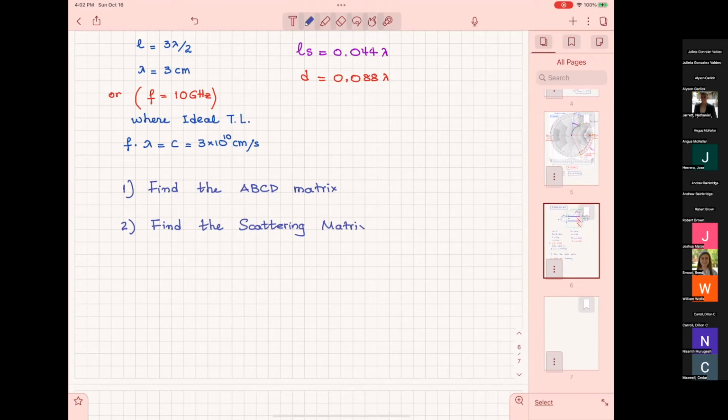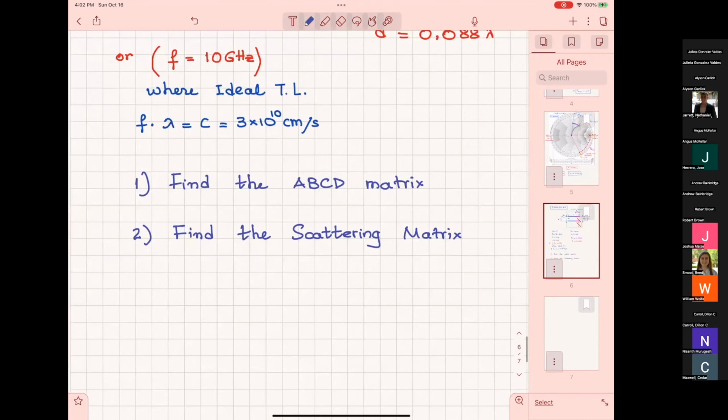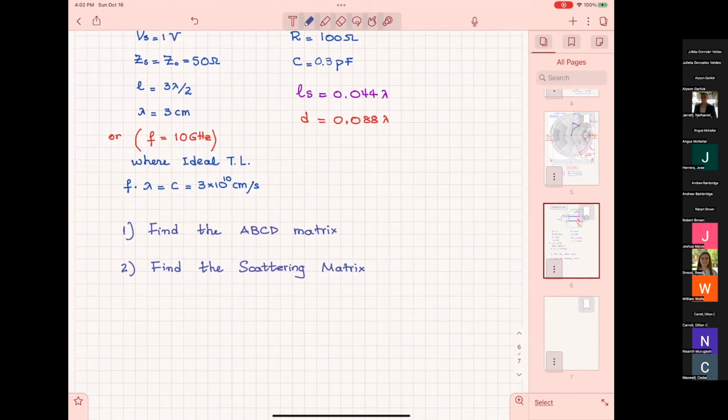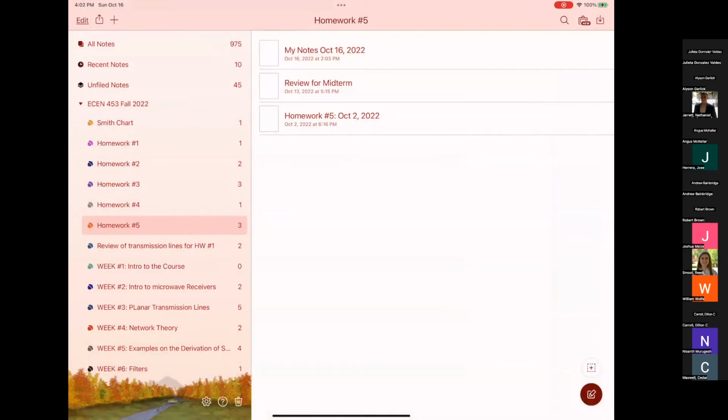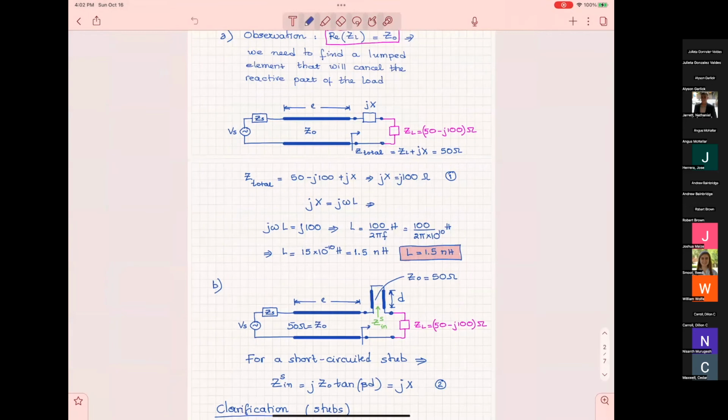I can ask you something else, all right? For example, let's assume that I ask you these two things. The ABCD matrix is the most important one. Now, how do we solve this? Here is what I'm going to do. Could you go to the picture of the circuit real quick?